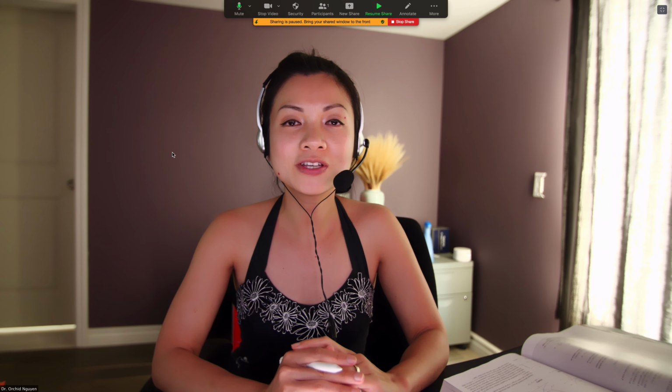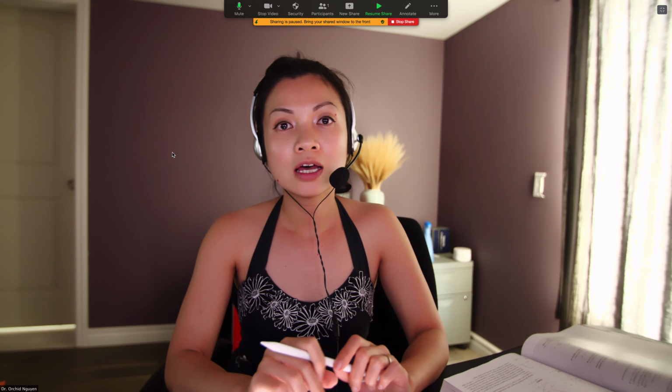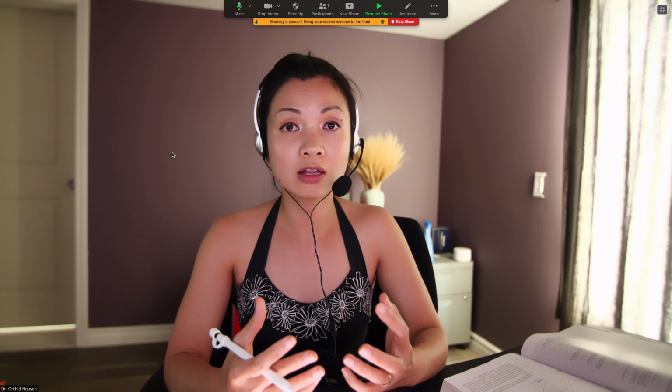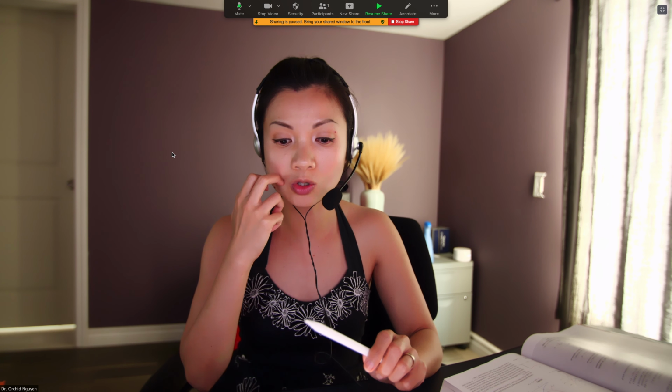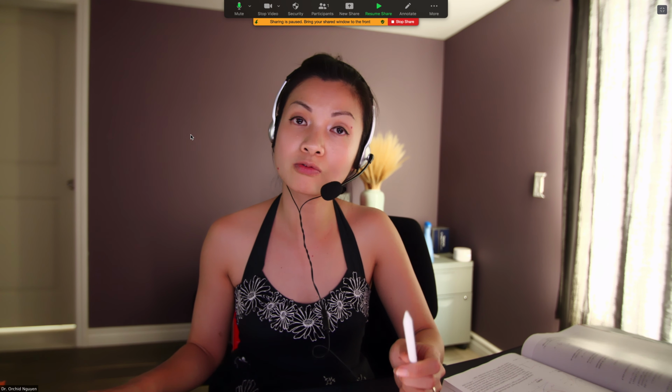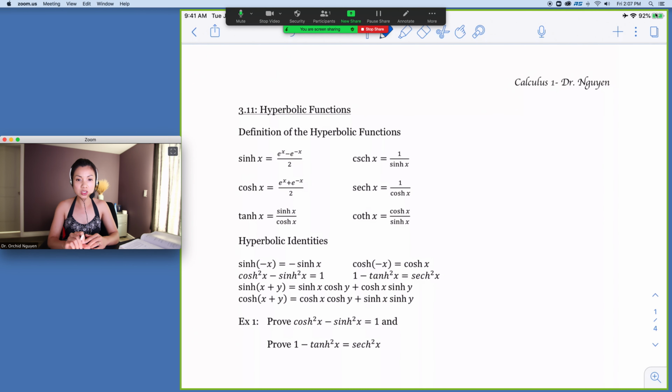Hi class, for these sections we're going to talk about hyperbolic functions. As you know, the trig functions are closely related to the circle, while these functions are related to the hyperbola. We still have to apply everything when it comes to derivatives. We have to apply every rule for the hyperbolic functions.